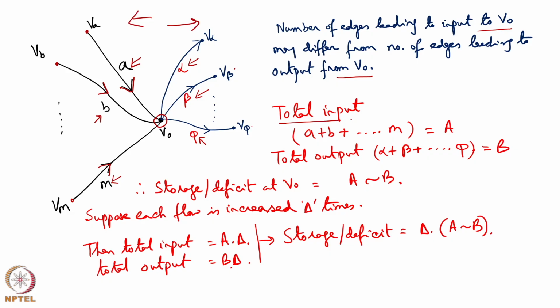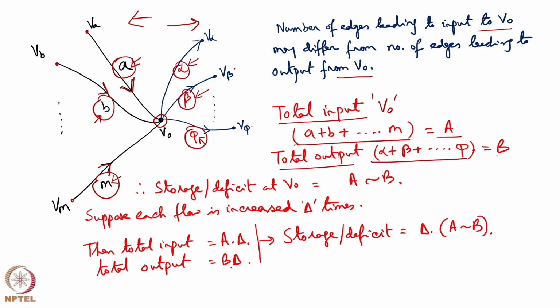So, the total input happening to the V0 is given by sum of these A plus B up to M, that is what is written, let us say it is capital A, and the total output will be alpha plus beta and goes up to phi, let that be capital B.